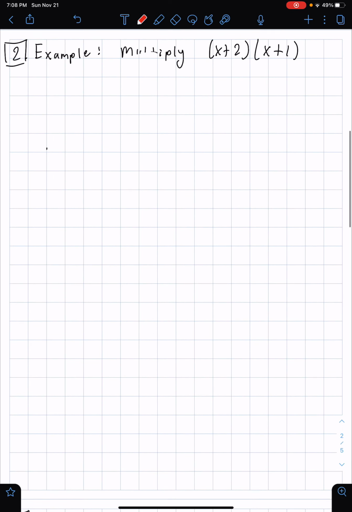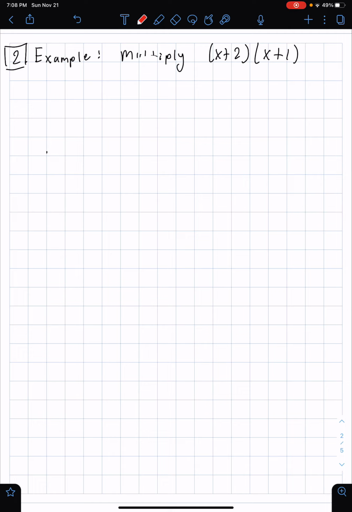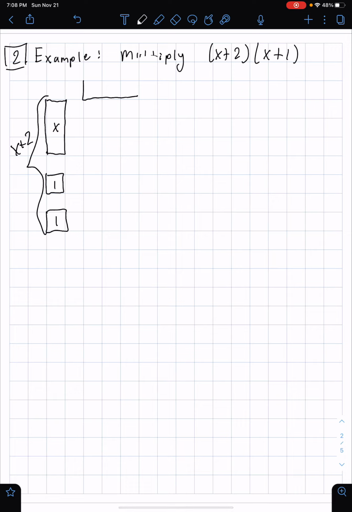So let's take an example of how we would do that. So then we have to multiply x plus 2 times x plus 1. So how would we represent x plus 2? So we know that this is x, and then here we have 1, so 1 plus 1 is 2, so we have x plus 2 here. And then same thing for x plus 1. This represents x, and this represents 1.